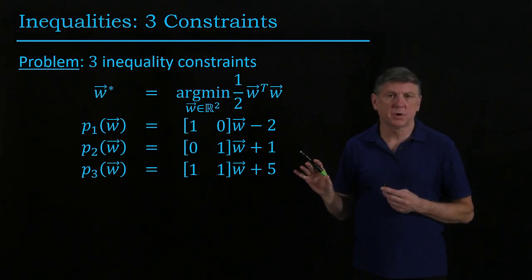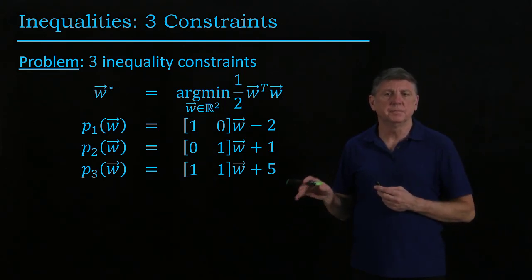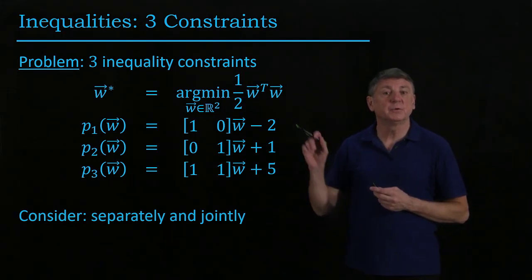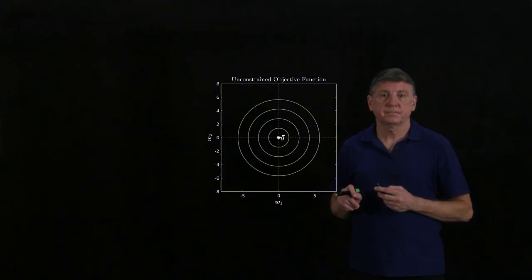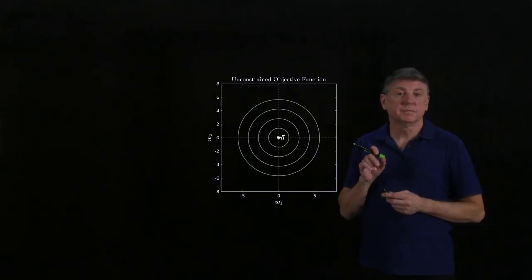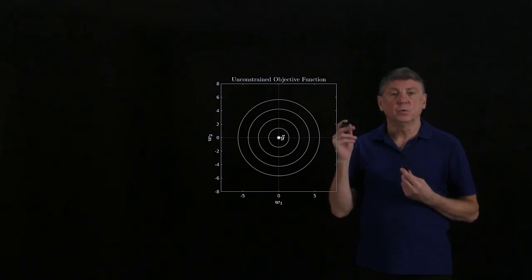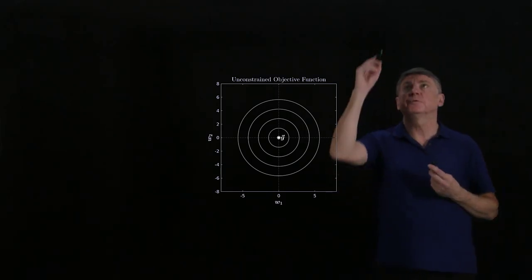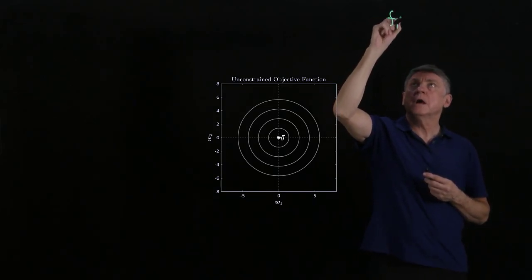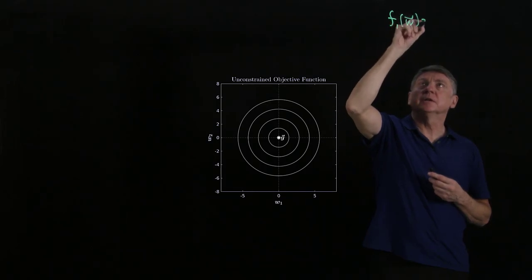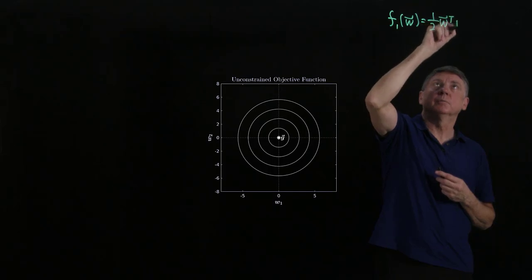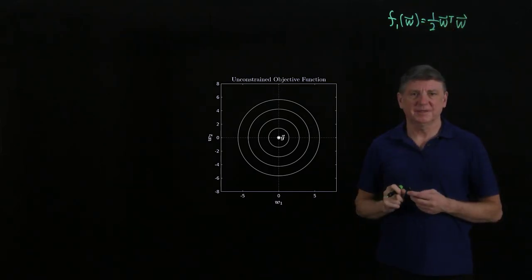You don't have to write these properties down. We'll be making note of them later. And what we'll do is consider these separately and then consider them all together. So the objective function has contours that are simply circles. I will right now note what this function is, because we'll need that for future sessions. This function, which has a vector argument, is 1/2 of the squared norm of the argument.